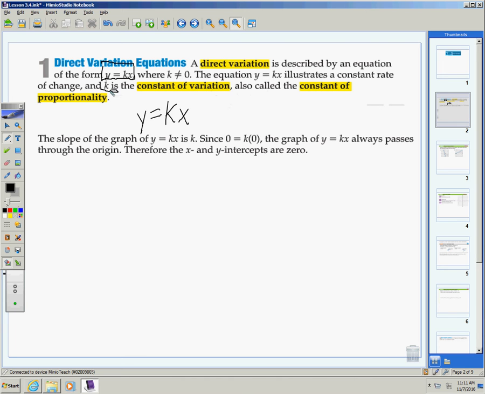And so we call this k a constant of variation, or it's also sometimes referred to as a constant of proportionality. And the slope of our line is always going to be k. The other important thing to know here is the graph of y equals kx always passes through the origin. Therefore, the x and the y-intercepts are 0. If your graph does not go through 0, 0, it is not an example of direct variation. An example of direct variation has to go through the point 0, 0.